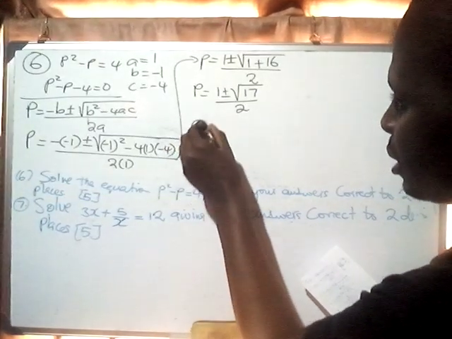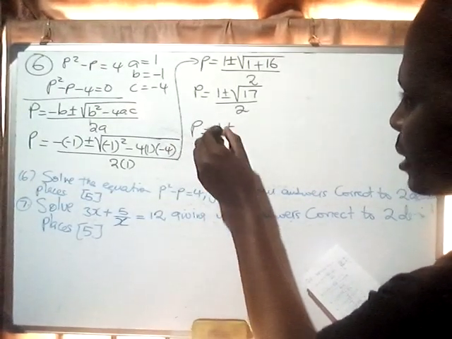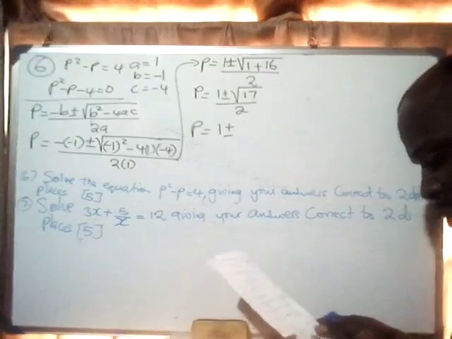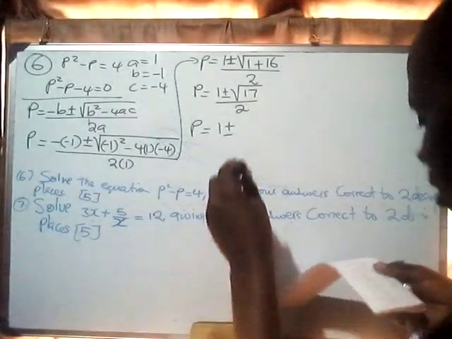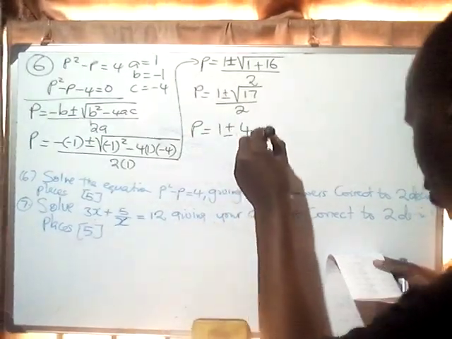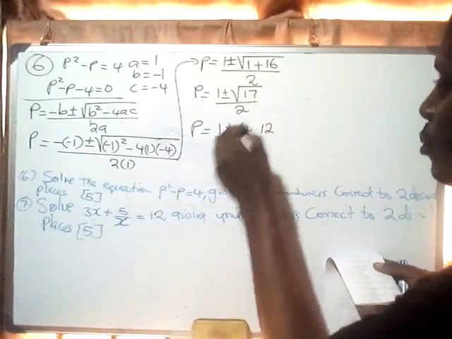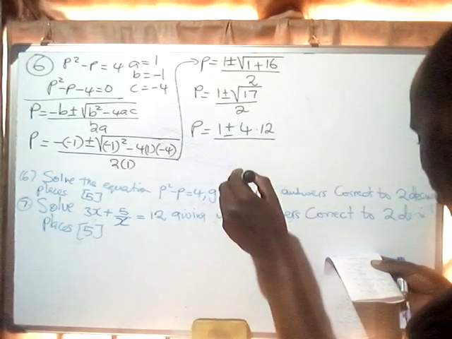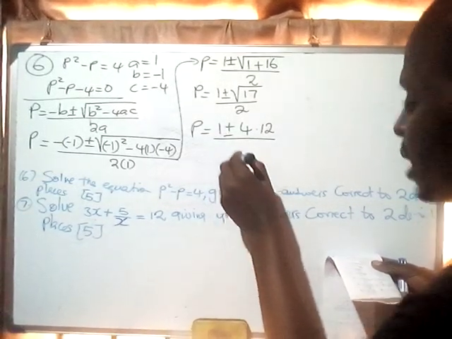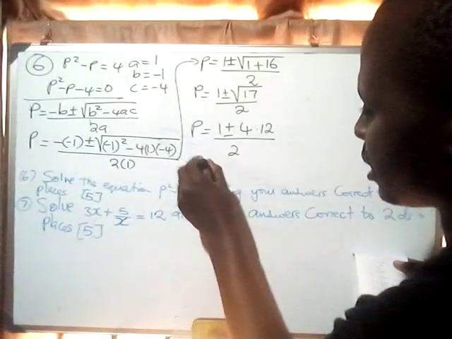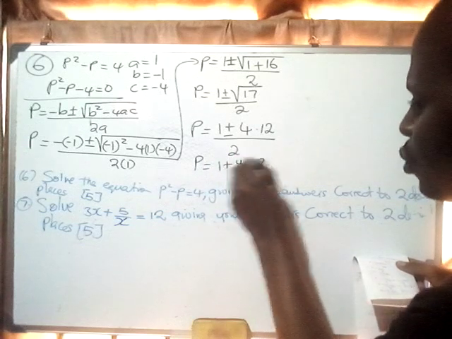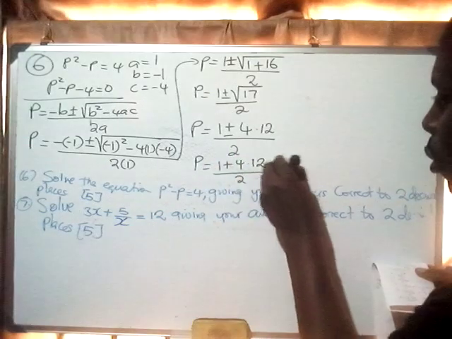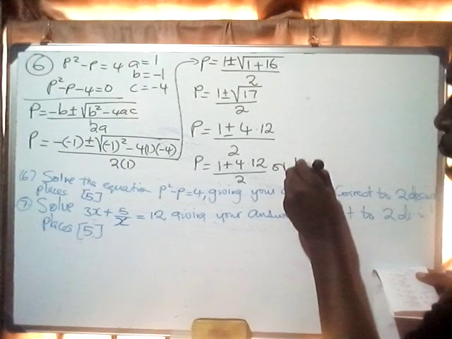So it is equal to 1 plus or minus the square root of 17, which is 4.12. Remember, our interest is just to leave it in 2 decimal places. So therefore, we are going to have p is equal to 1 plus 4.12 over 2, or 1 minus 4.12 over 2.